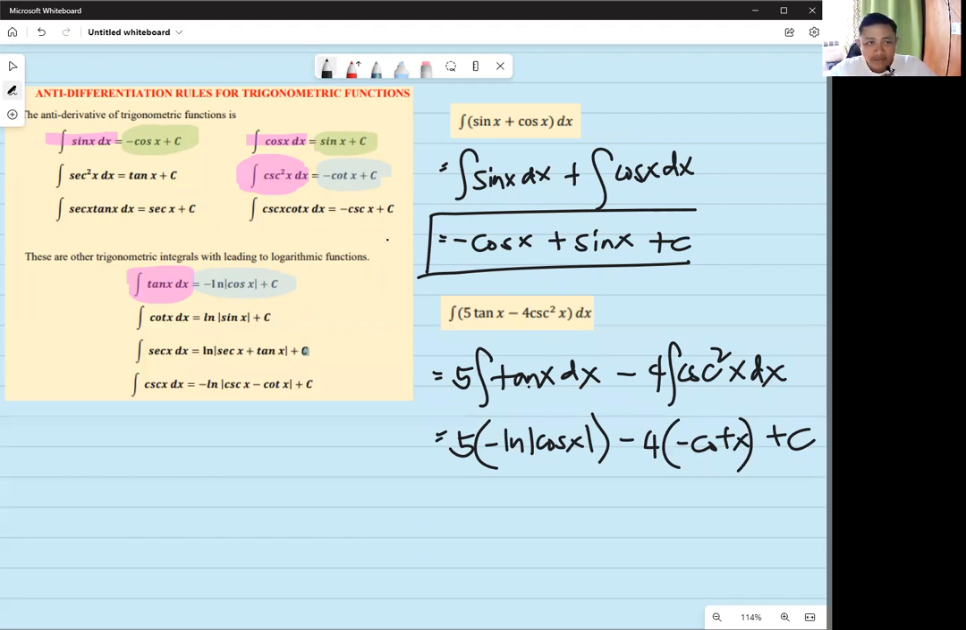Can you follow? And finally, let's just simplify it. Multiplying it, this will become negative 5 ln the absolute value of cosine x minus, minus and then negative, that becomes positive. So plus 4 cotangent x plus c. And we're done. Show me a reaction if that's clear. Very good. See? As simple as that.